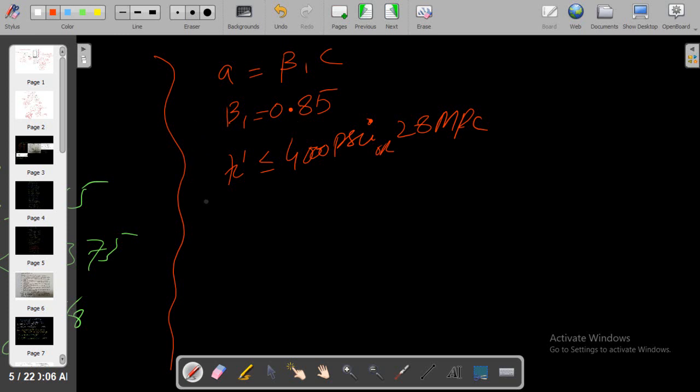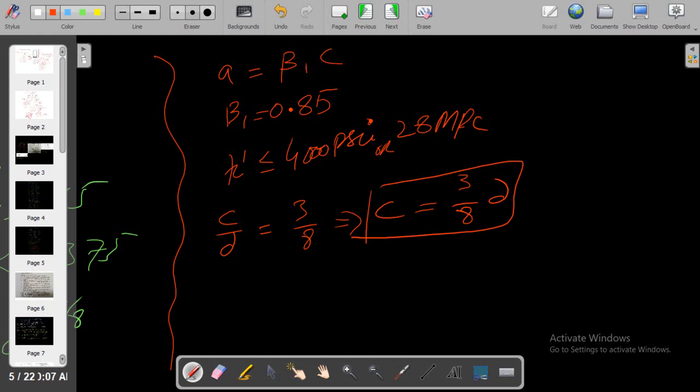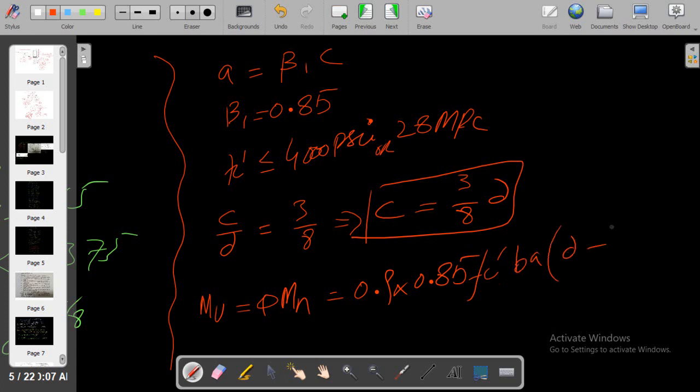So from c over d equals 3/8, we can write c equals 3/8 times d. This is important, right? And we know that Mu, which equals phi times Mn, equals 0.9 times 0.85 fc prime times b a times d minus a over 2. We know this equation, because this equals C times the lever arm. The lever arm is d minus a over 2.